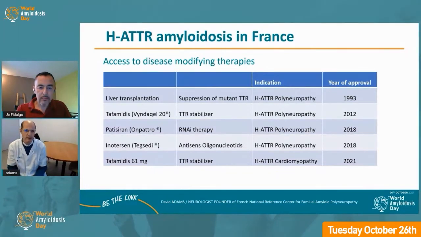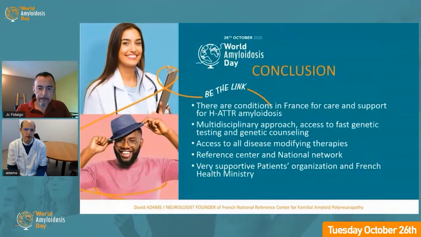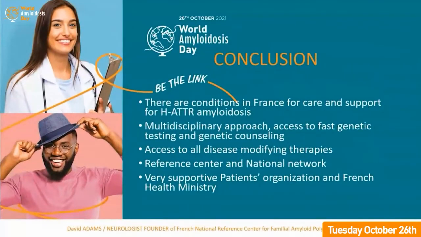Maybe next slide. So we are very lucky in France. There are all conditions in France for care and support for H-ATTR amyloidosis. We have a multidisciplinary approach, access to fast genetic testing and genetic counseling. We have access to all disease-modifying therapies. And we have a reference center. We have strong national center and very supportive patients organization and French health ministry.